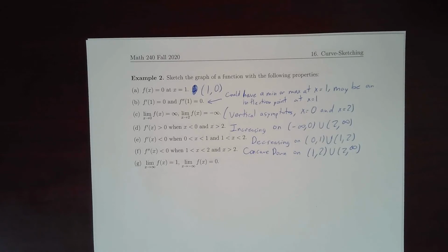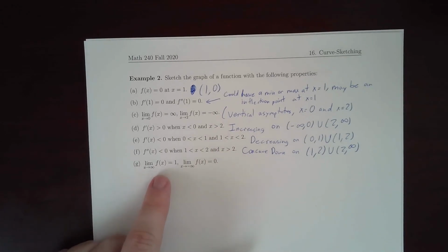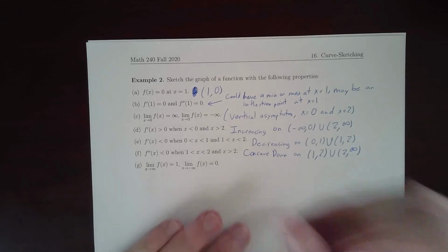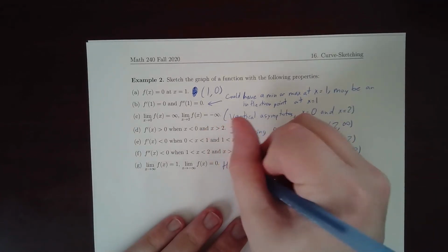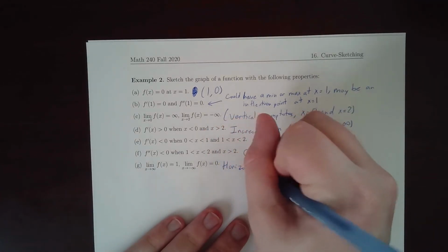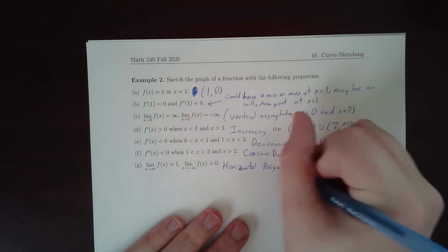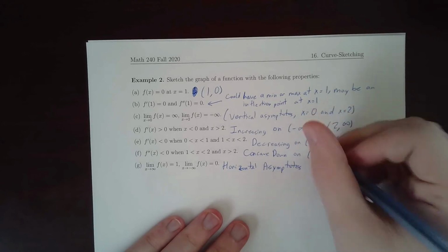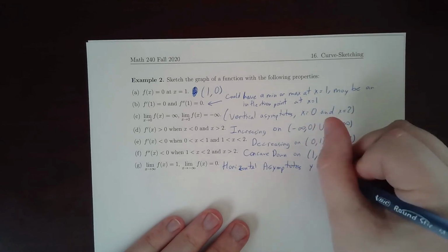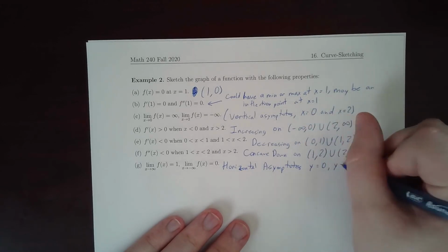Last but not least, we know that the limit as x approaches infinity of f of x is 1, and the limit as x approaches negative infinity of f of x is 0. So these are horizontal asymptotes of y equals 0 and y equals 1.